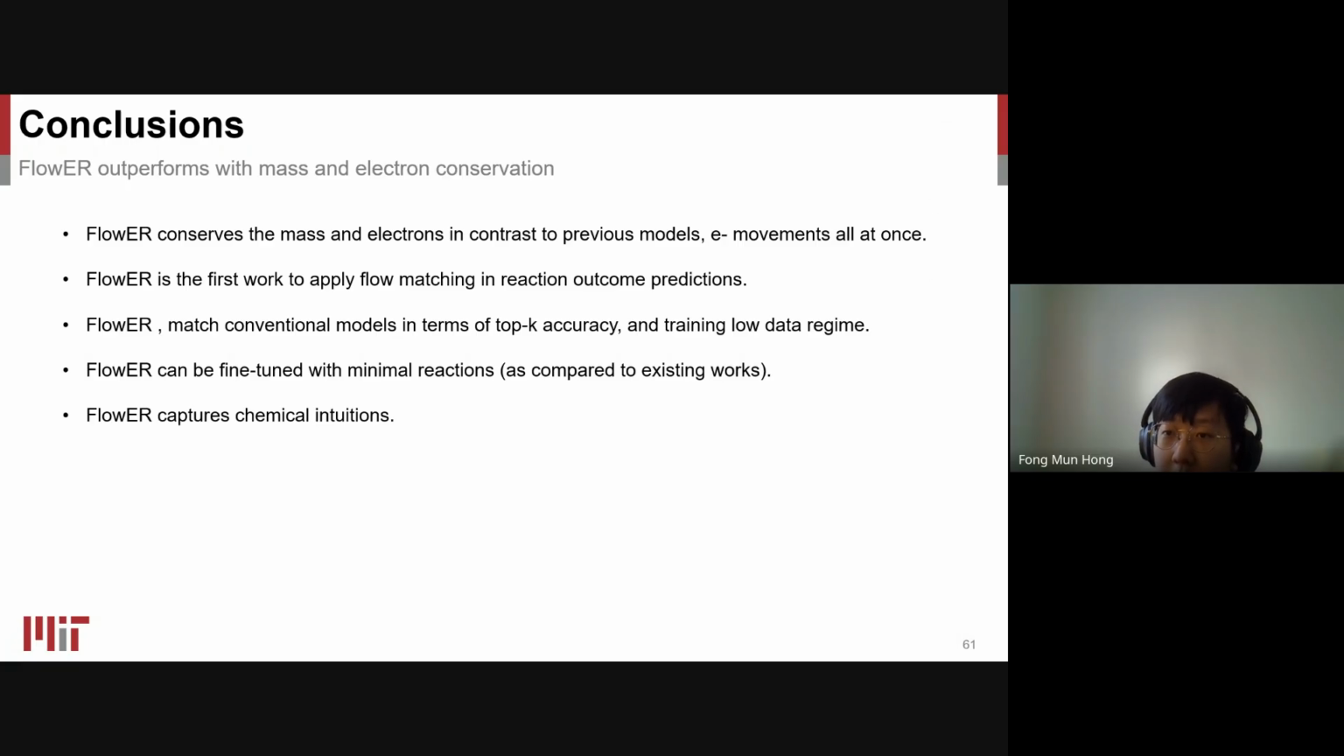So in conclusion, right now for Flower, mainly it's able to conserve mass and electrons, as in contrast to previous models, and all of the electron movements move all at once. It's the first work that applies flow matching for reaction outcome prediction, and we reformulate it in terms of electron redistribution. It matches conventional models like SMILES in terms of top-k accuracy. I actually chose matches instead of outperforms because it's just a little bit, so I don't want to overclaim things. It's also able to help with fine tuning on minimal reactions as compared to existing works, and it mainly captures the chemical intuitions based on the training data set that's being trained.